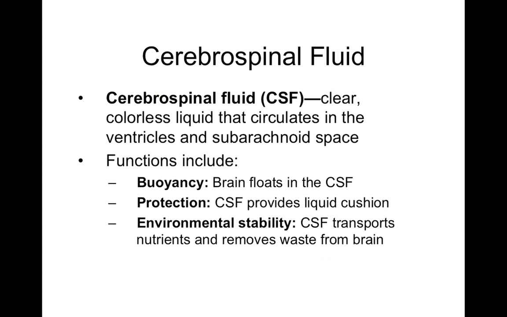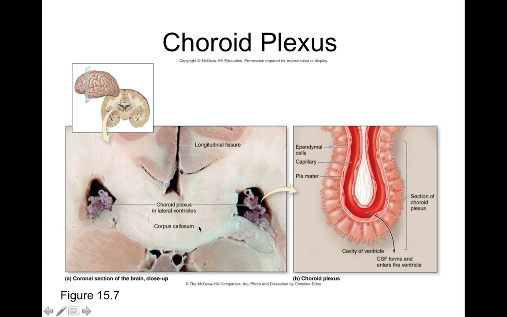Okay? So cerebrospinal fluid is basically a clear, colorless liquid that circulates in the ventricles. It functions in buoyancy, protection, and environmental stability. And it's basically made by choroid plexus. So you find choroid plexus, which is the place that makes cerebrospinal fluid, in every single ventricle. So the lateral ventricle's got them, the third ventricle has it, the fourth ventricle has it. It all has choroid plexus.